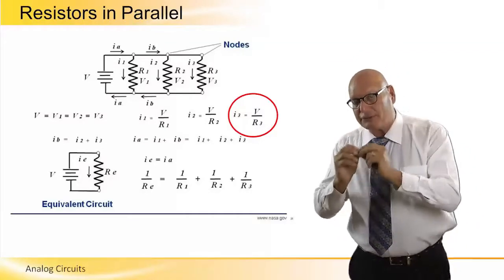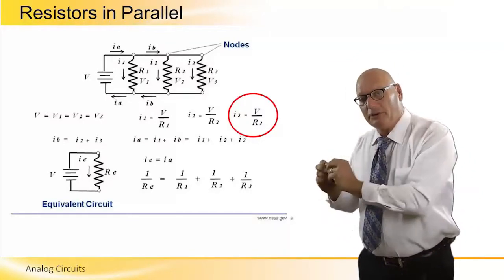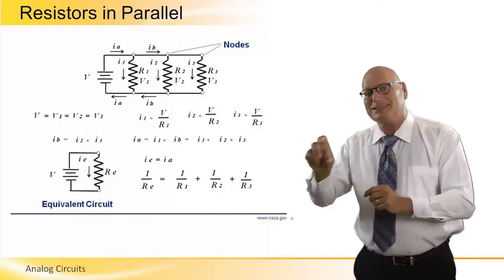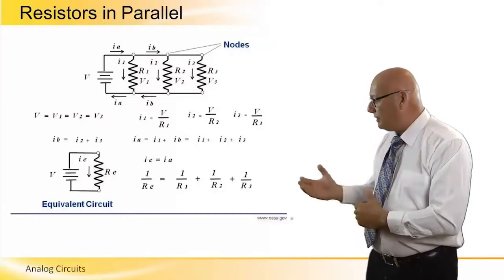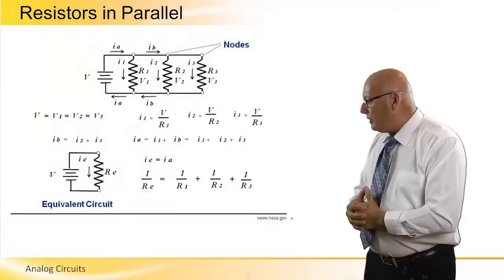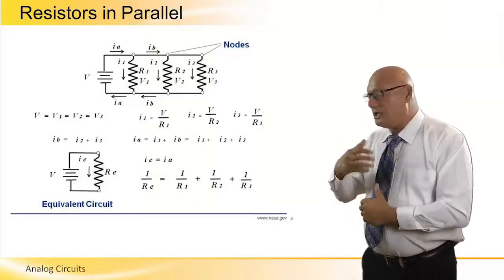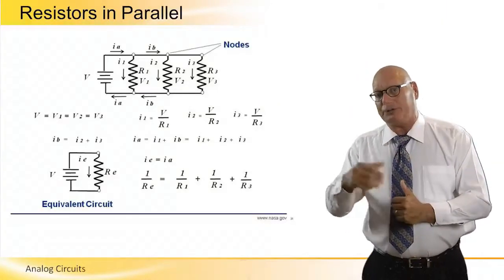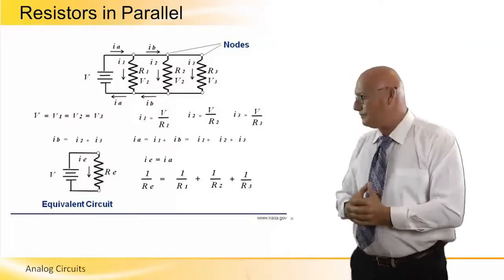Remember, I put an emphasis on the fact that the only reason I can do that is because the voltage across each resistor is identical. So I3 equals V over R3, and the input current is equal to the output current, which is the summation of the currents in the 3 branches.